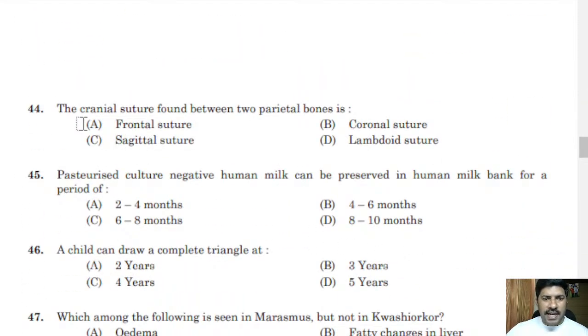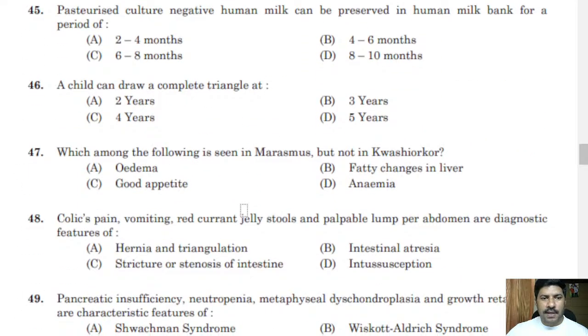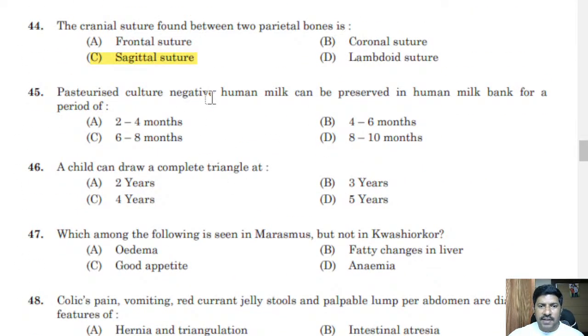44th question. The cranial suture found between two parietal bones. That is also an easy question. That is sagittal suture. Then pasteurized culture negative human milk can be preserved in human milk bank for a period of. Correct answer is 4 to 6 months.